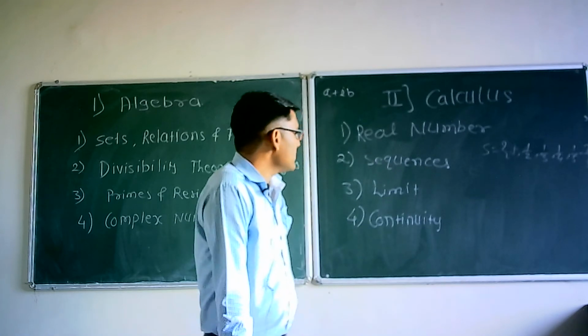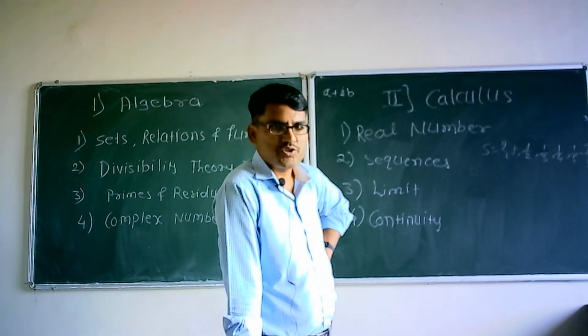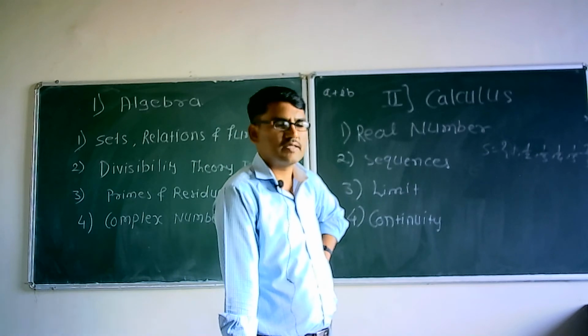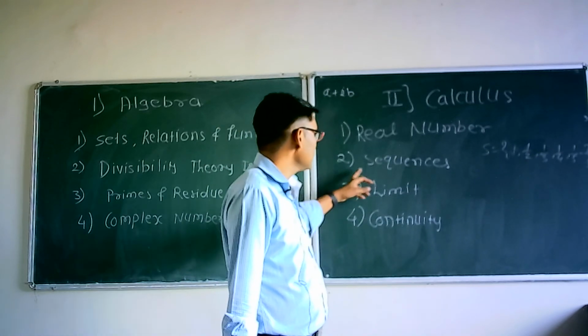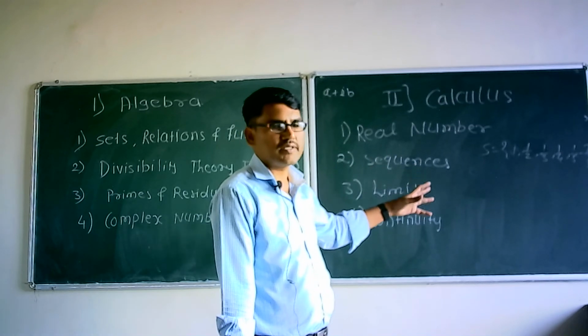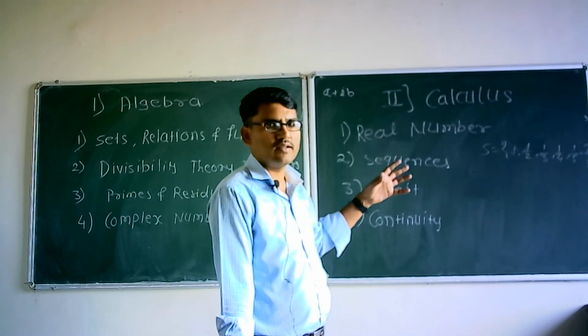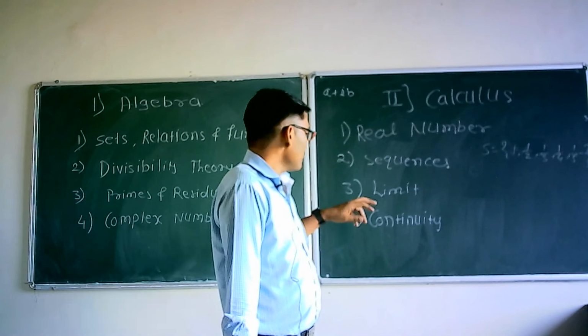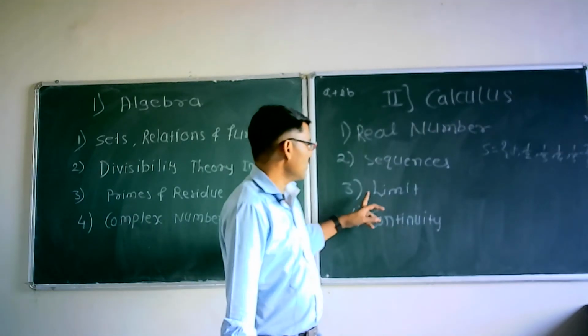Now next, sequences. Again the definition of sequences, then convergence of a sequence. We are going to study when we say that the given sequence is convergent or divergent. There are some tests to check whether your sequence is convergent or divergent, such as the limit test. Then next, after that we are going to study limits.